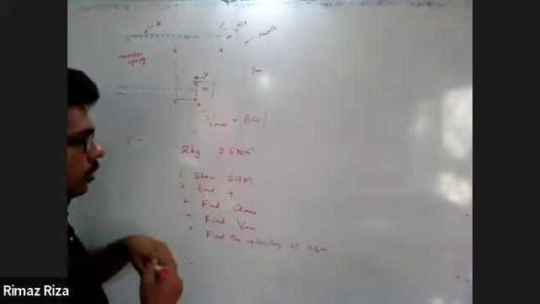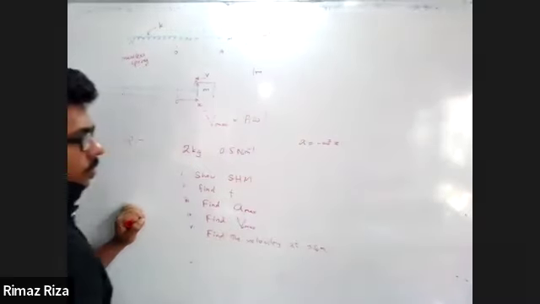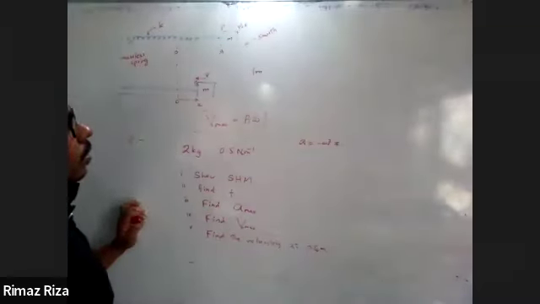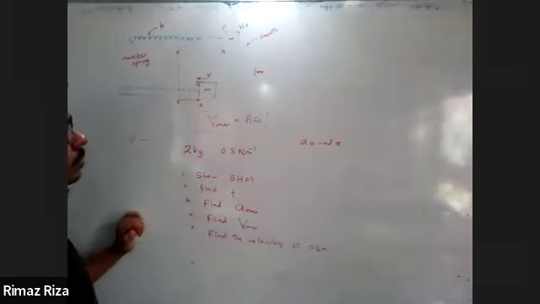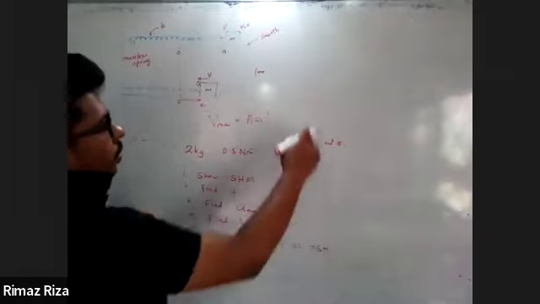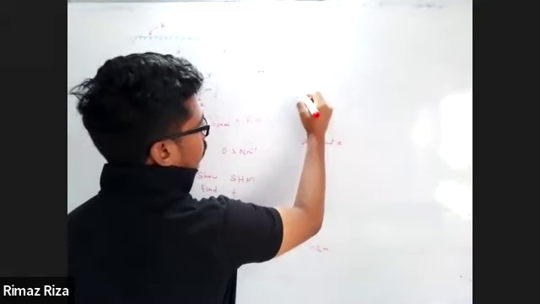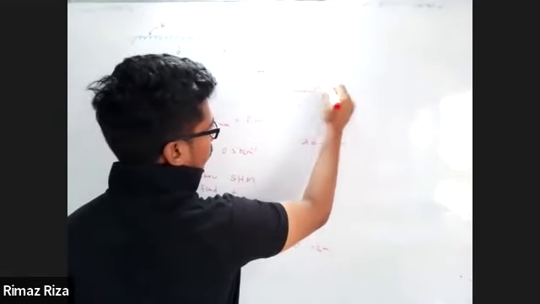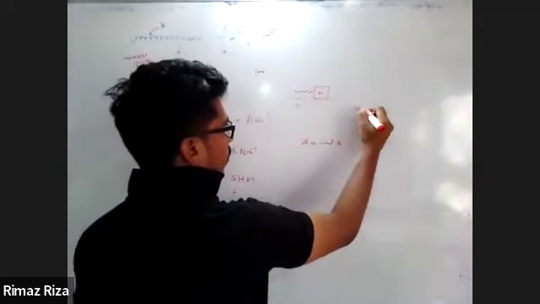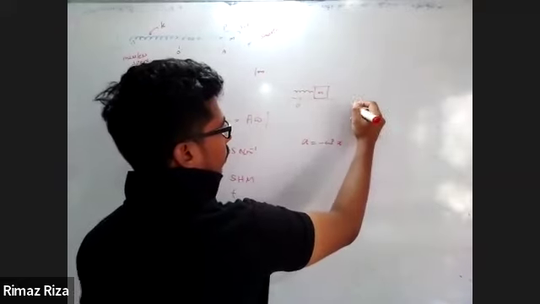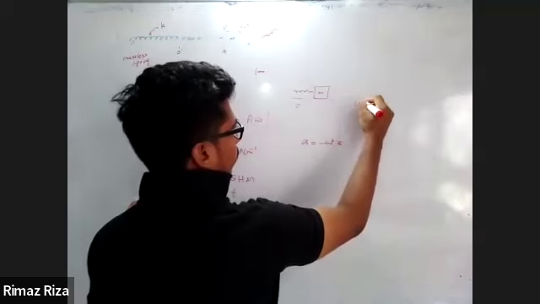So to show simple harmonic motion, you have to show that a equals minus omega squared x. That we wrote in the note as well. At any given instant, if you consider the particle, we can apply F equals ma.